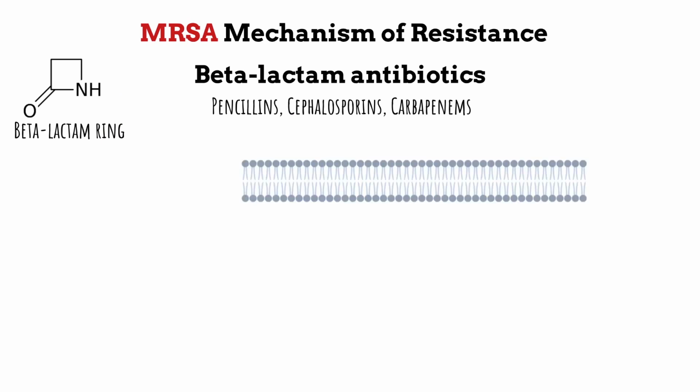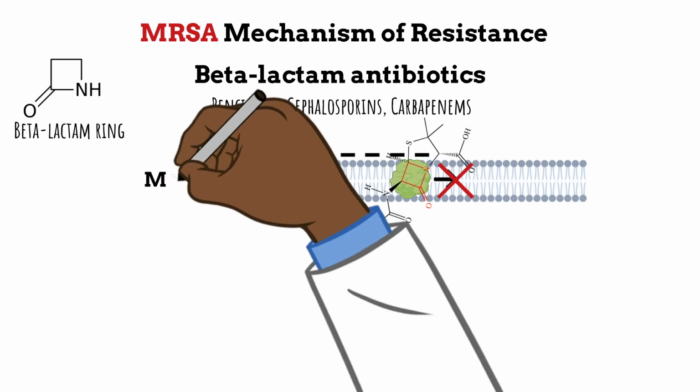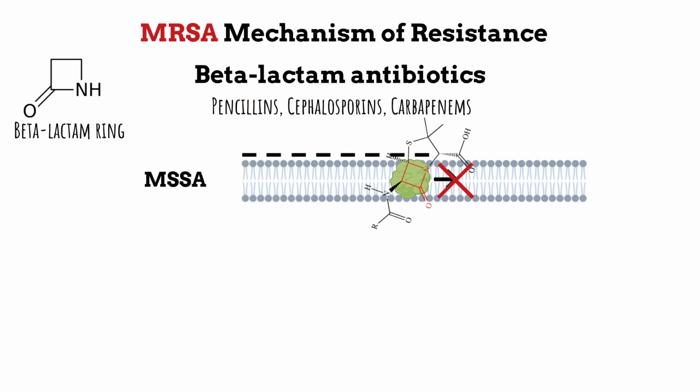Normally, in the bacterial cell wall, there is an enzyme called transpeptidase. Transpeptidase is important for peptidoglycan synthesis, an important component of the bacterial cell wall that provides mechanical stability. When a beta-lactam like penicillin is administered, it binds to the transpeptidase, also known as penicillin binding protein, inhibiting the cell wall synthesis, which will lead to cell death. This is the mechanism of how beta-lactams normally work against methicillin-sensitive Staph aureus.